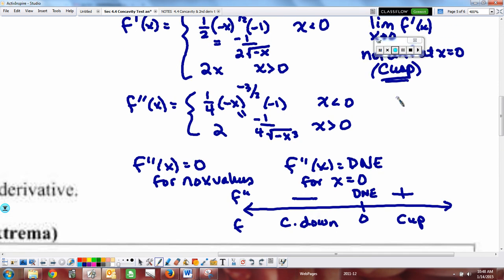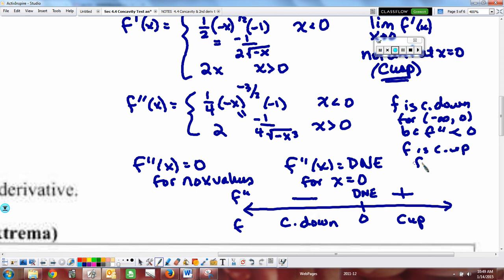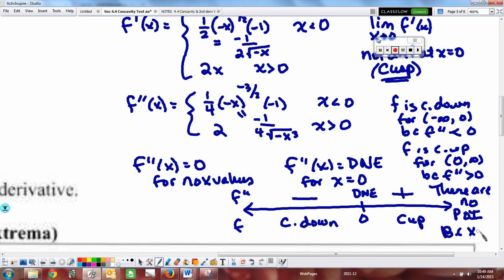So we would simply say f is concave down for negative infinity to 0 because your second derivative was less than 0. F is concave up for 0 to infinity, and that's because your second derivative was greater than 0. There are no points of inflection because x equal to 0 is a cusp. So that's using the definition of our textbook.